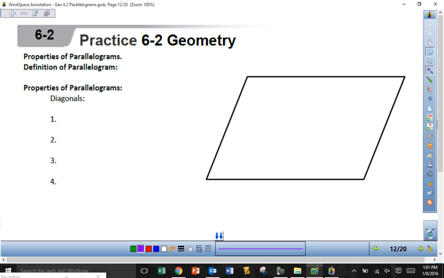Chapter 6 is all about quadrilaterals, and today we're going to talk about a special kind of quadrilateral, a parallelogram. Okay, parallelograms are a quadrilateral with two pair of parallel sides. Okay, parallelogram, parallel sides. It makes sense. So a quad with two pair of parallel sides.